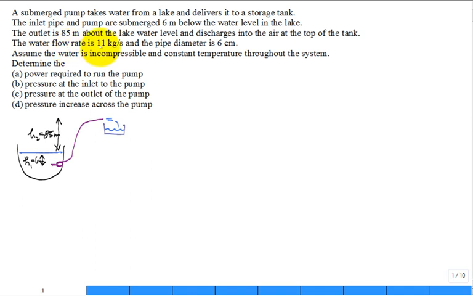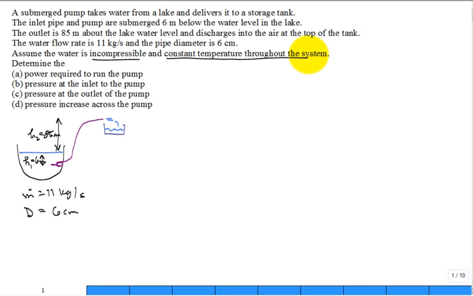The water flow rate is given at 11 kilograms per minute. So m dot's 11 kilograms, not per minute, per second. And the pipe diameter is a constant diameter of 6 centimeters. Assume the water is incompressible. Is that a good assumption for liquid water? Sure. Yeah. If they didn't even give that statement, you would naturally want to make that assumption. And constant temperature throughout the system. Is the purpose of the pump to discharge hot water at the top? No. So let's say the water is always 20 or 25 degrees C through the whole system. It doesn't change temperature.